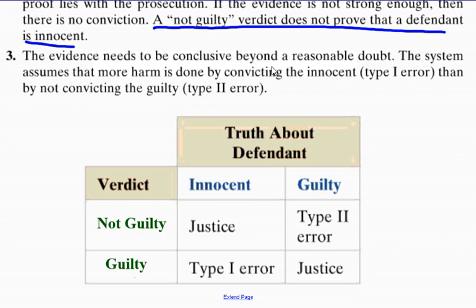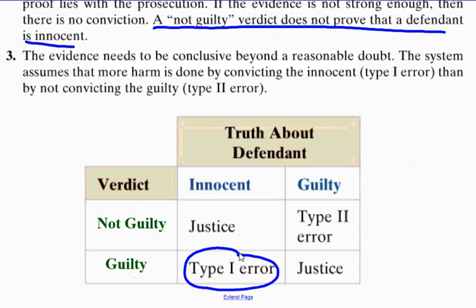The system assumes that more harm is done by convicting the innocent, that is type 1 error, than by not convicting the guilty, type 2 error. So in our legal system, we do everything that we can to avoid type 1 error. So here's the analogy. Let's say that the verdict is innocent. We find not guilty, that would be justice. Let's say that they are guilty and we find them guilty, that would be justice as well. What would be bad is if they are truly innocent, but we find them guilty. That means we're putting an innocent person in jail, and we try to avoid that at all costs. That's why we assume innocent.